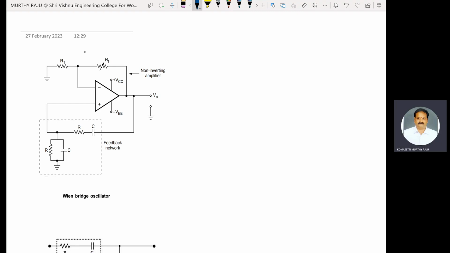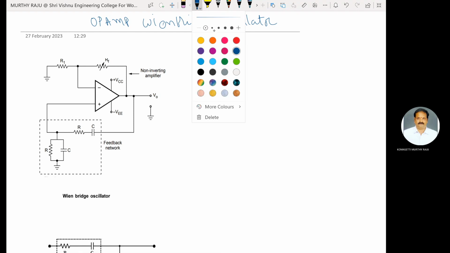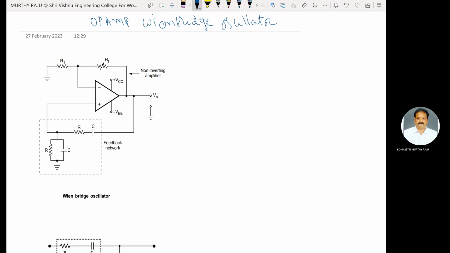In this video, we will learn about the op-amp Wien Bridge Oscillator. This one is the op-amp and lead lag network.